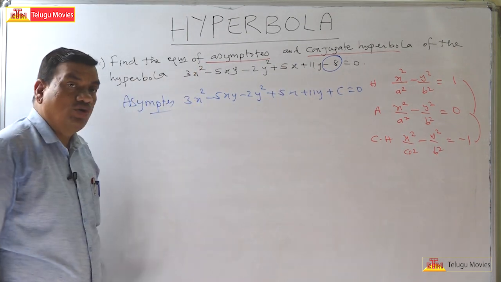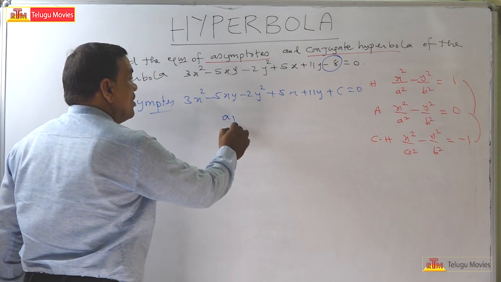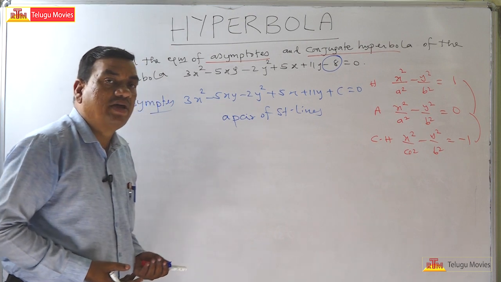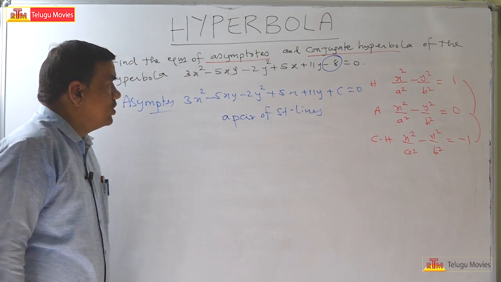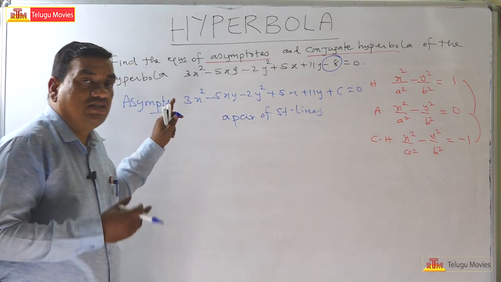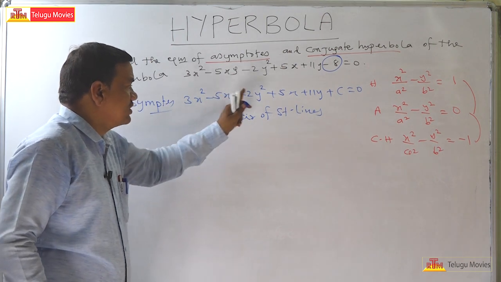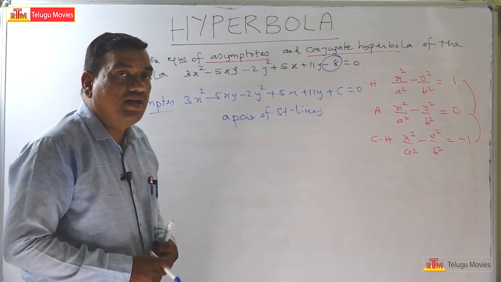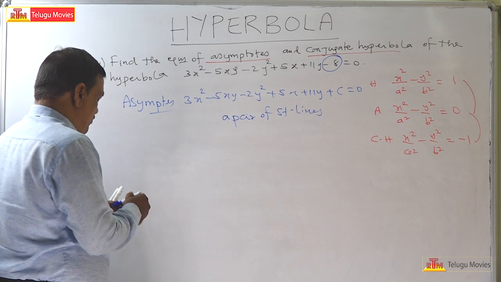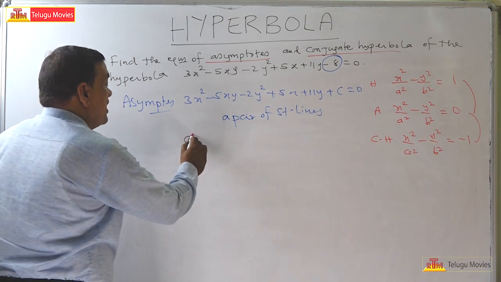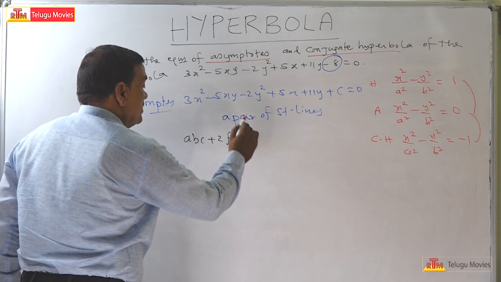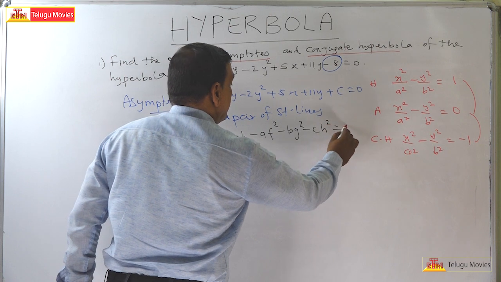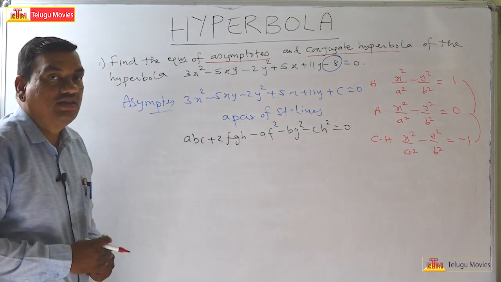Now what are asymptotes? Asymptotes are nothing but a pair of straight lines, intersecting lines. If this is a general second degree equation, ax square plus 2hxy plus by square plus 2gx plus 2fy plus c is equal to 0, to represent a pair of straight lines we have a condition. What is that condition? The condition is abc plus 2fgh minus af square minus bg square minus ch square is equal to 0. That condition we have in the pair of straight lines chapter.